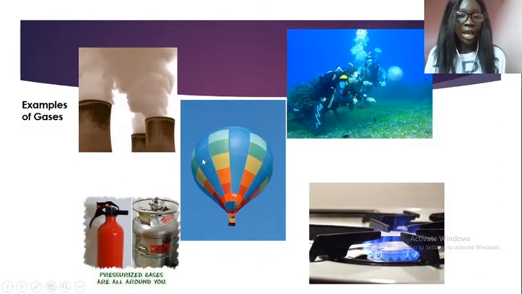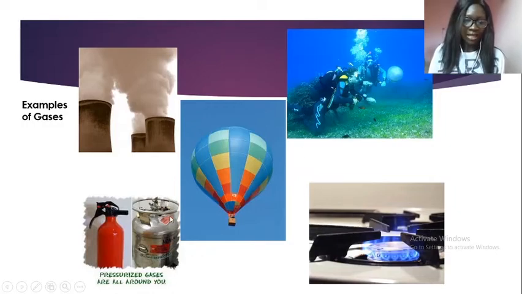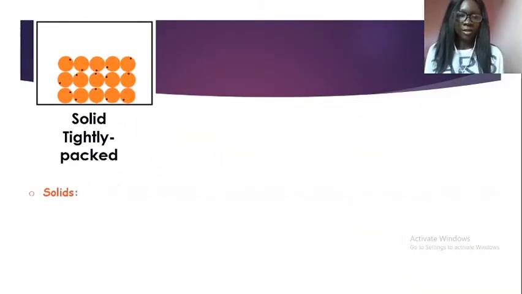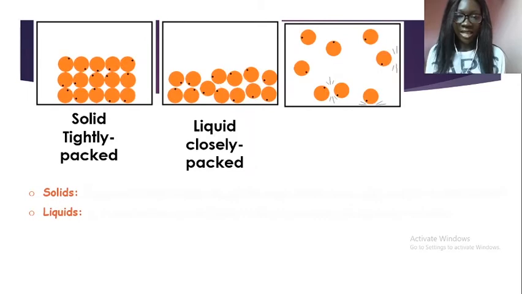Now, examples of this gas, you see, the refinery. For you to blow a balloon, what makes the balloon to blow and move up is gas. So the air you put surrounds and covers the space of the balloon, and that's why it's able to shoot up. Now, even our cooking stove is gas, and our pressure gas are all what we see around us. So these are all examples of gas.